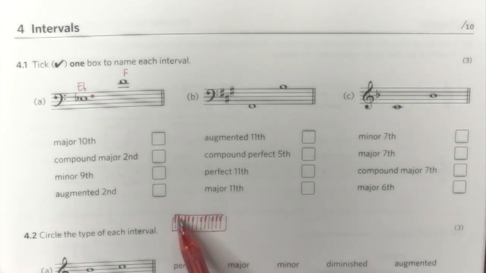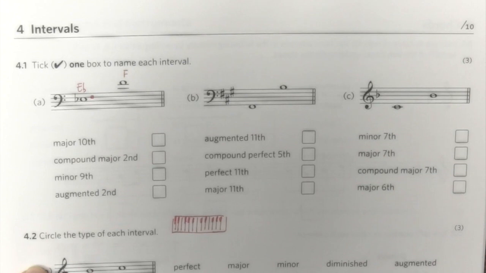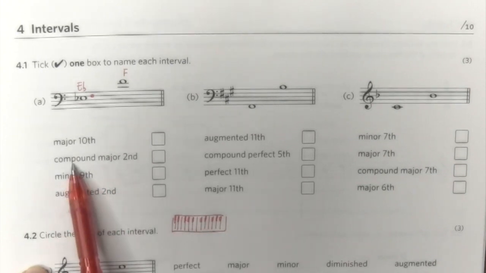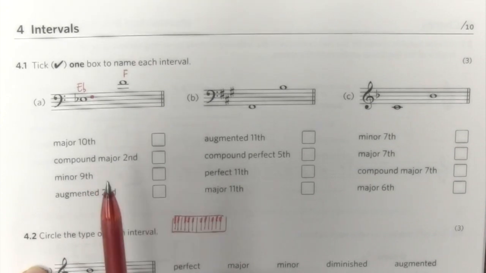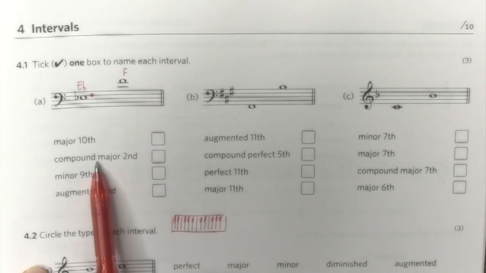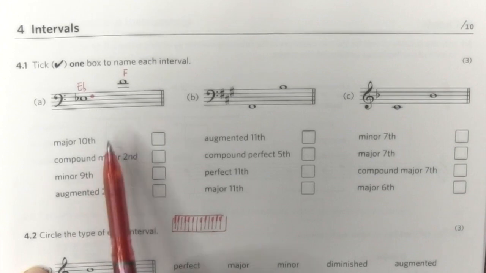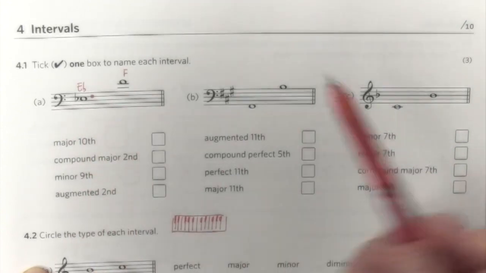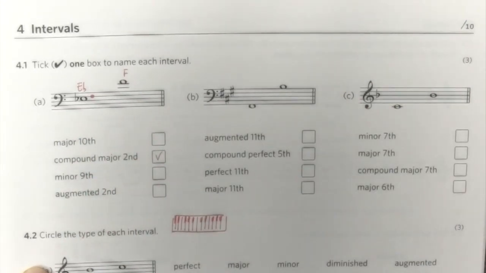Mi flat, fa is a second. And it is a major second because we have two semitones, one tone between them. So it is a major second. And here we have a compound major second. And this is the correct answer because it's a major second but because they are more than an octave apart, it is a compound major second.